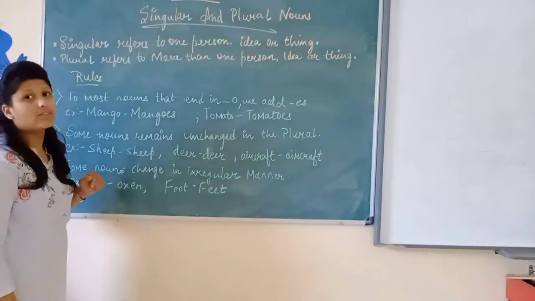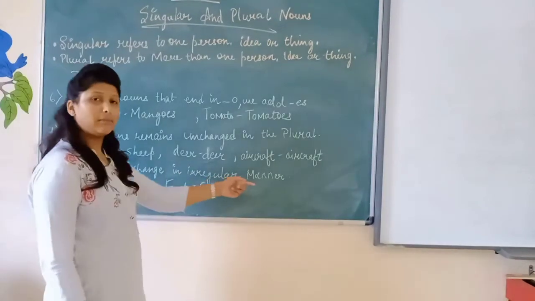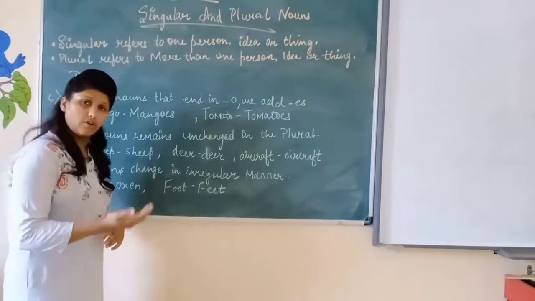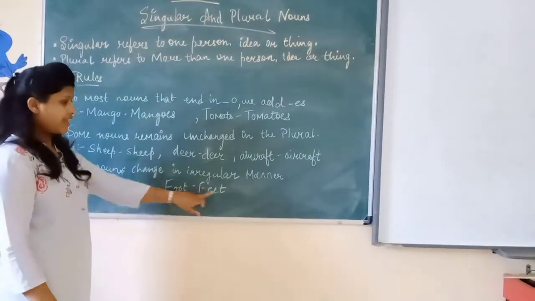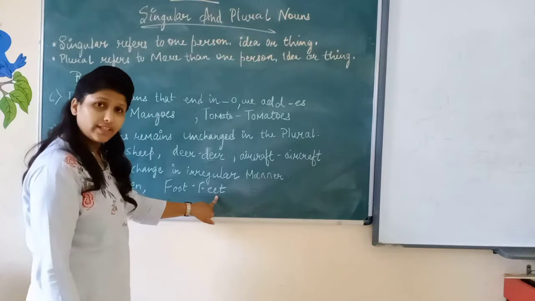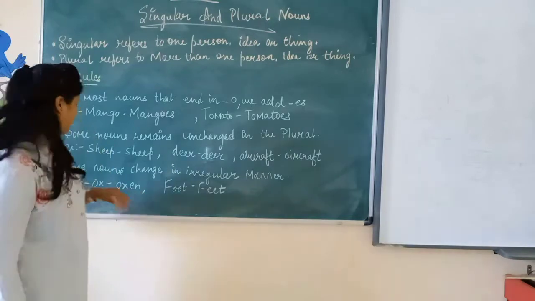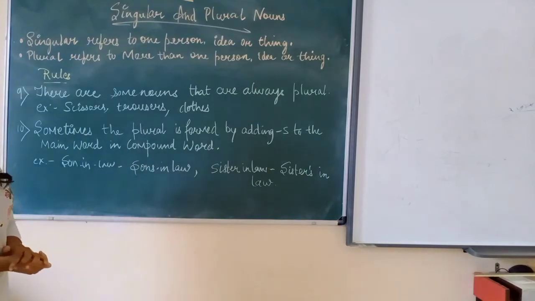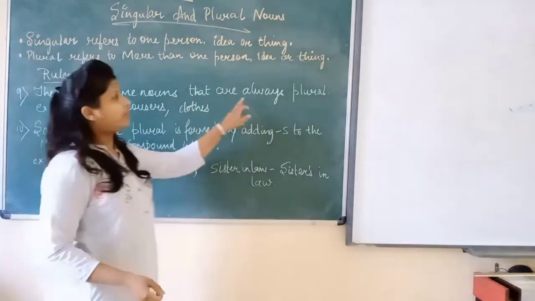Now, we come to the eighth rule. The eighth rule says that some nouns change in an irregular manner. That means that some nouns can change their vowel from one to another vowel. For example, foot. We have changed double O vowel into double E vowel, that is foot and feet. And in some words, we are going to add en at the end. For example, ox, oxen.